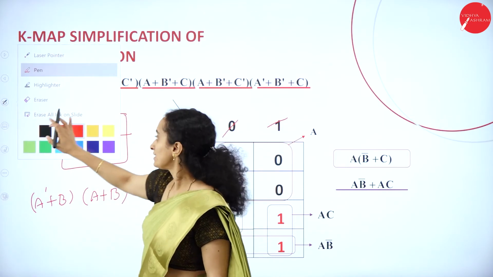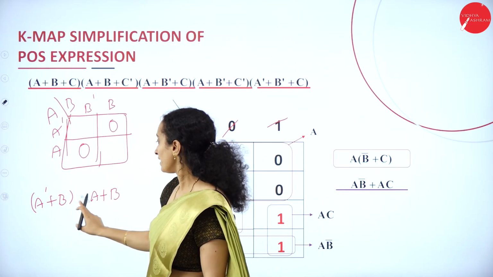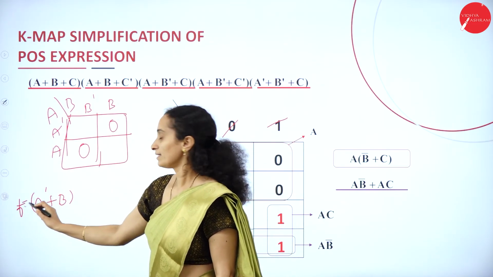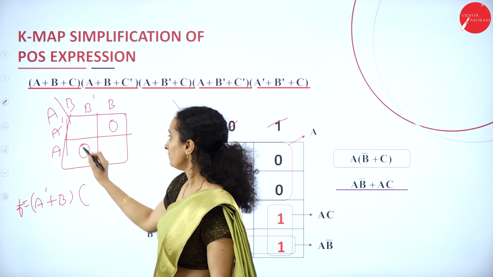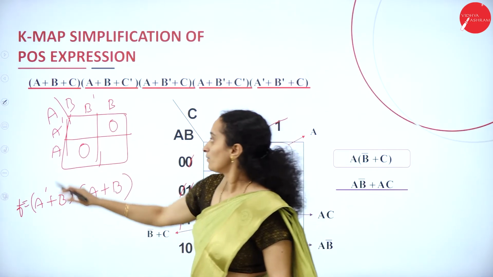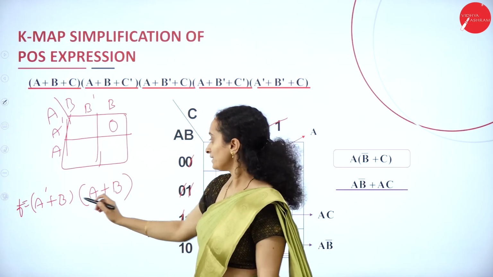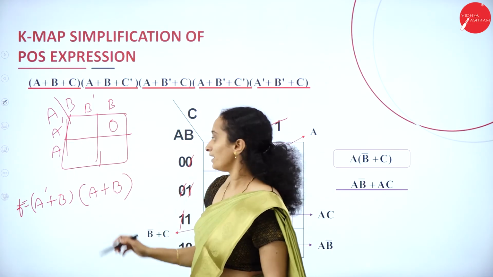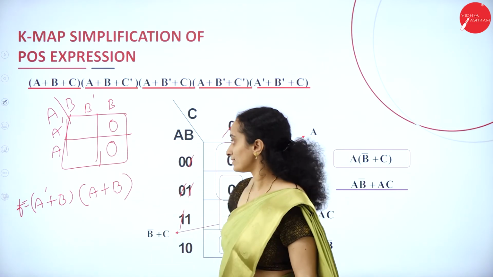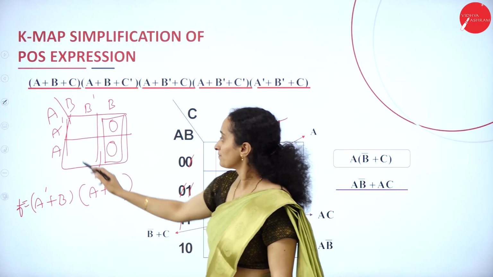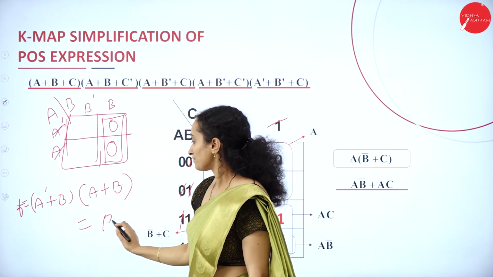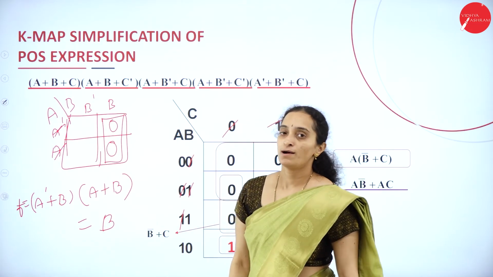If you change the values, say if I take the expression F equals A dash plus B into A plus B, what you can do is, you'll get A dash plus B, A plus B. Now this will be considered. You can group this. The simplified expression will have B.